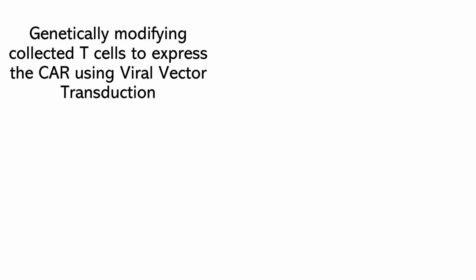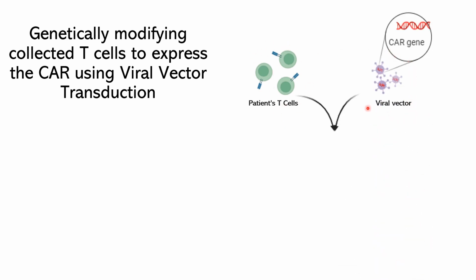Okay, so the next step now is to genetically modify the T cells that were collected from the patient and make them start expressing the CAR gene, which is the chimeric antigen receptor gene, and that's done most commonly using a viral vector. So the process starts with the collected patient's T cells. We infect them with a viral vector. In that case, the viral vector will be carrying a CAR gene, okay?